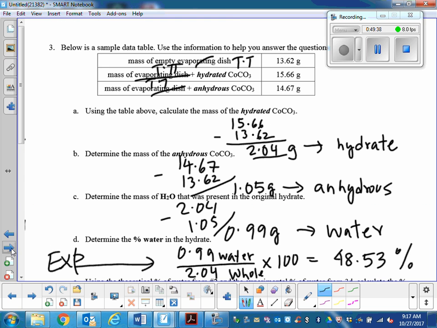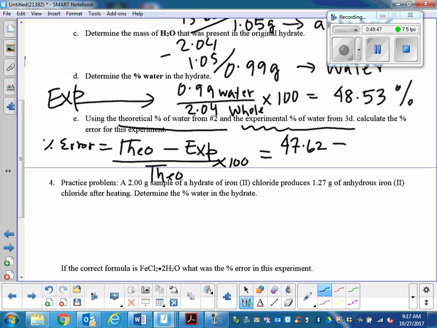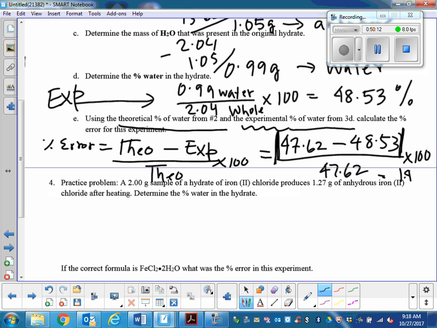47.62. So will you substitute 47.62 minus, what is my number here? Minus 48.53 divided by what number? 47.62. And this is the absolute value, correct? Do we care that it's negative? Times 100. What is your percent error? 1.91? Amazing. All right.